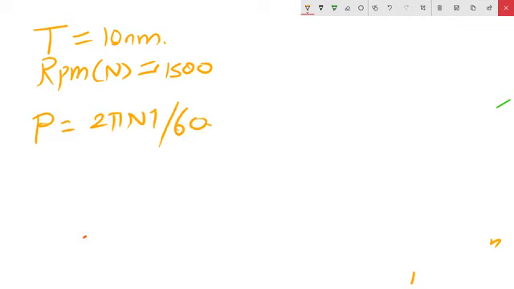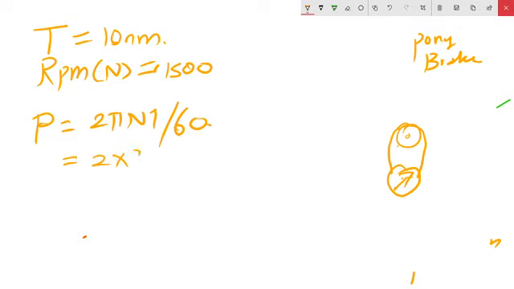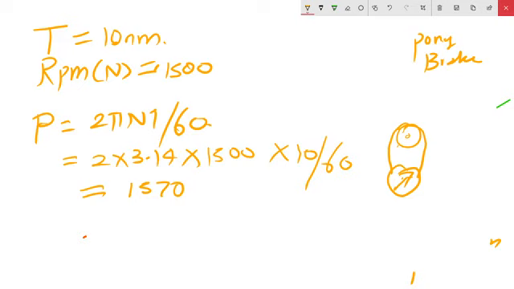Now the thing is that here they are saying pony brake. Pony brake is nothing but, as you have already seen in your electrical lab, there is a belt driven like this over a shaft, and the motor is rotating. You can see the pony brake in your electrical lab; it is used to measure power. So 2 into 3.14 into N value 1500 and T value 10, divided by 60. If you solve this, it will come to nearly 1570 watts. That will be your option.